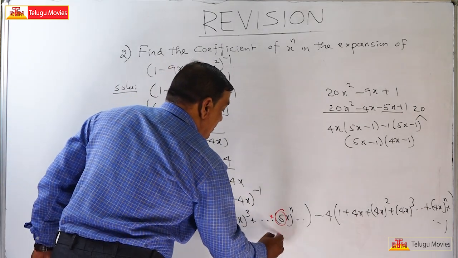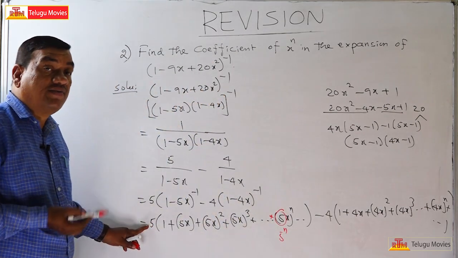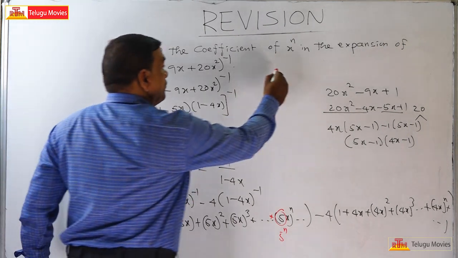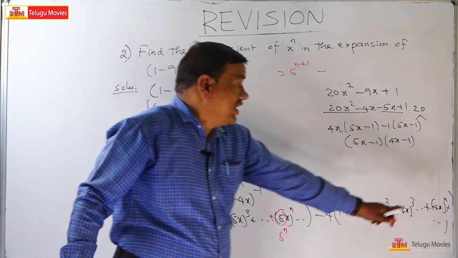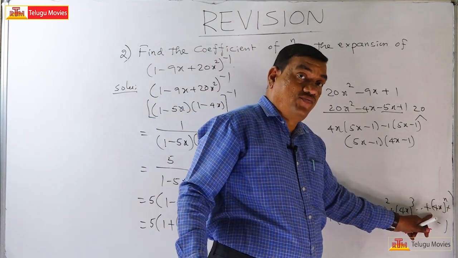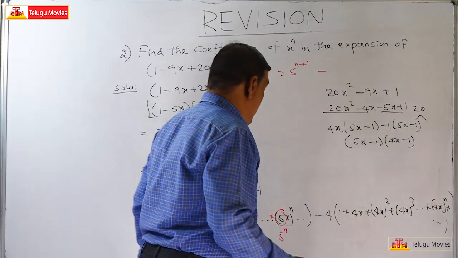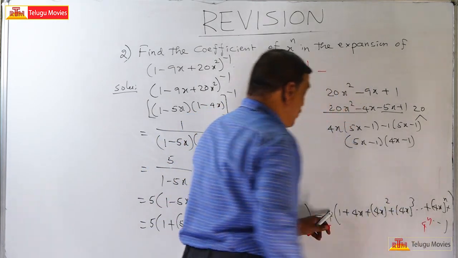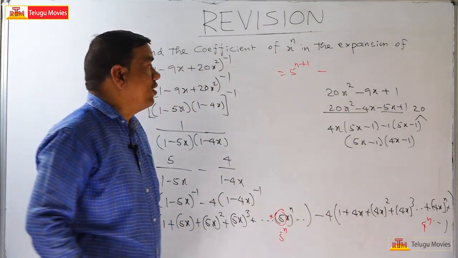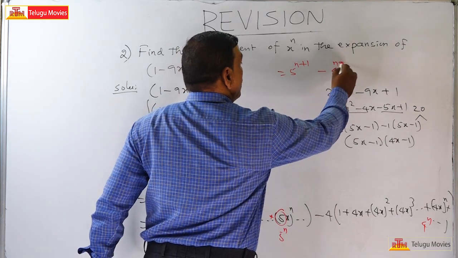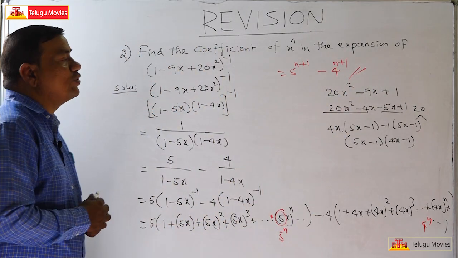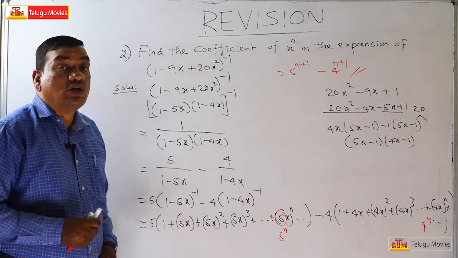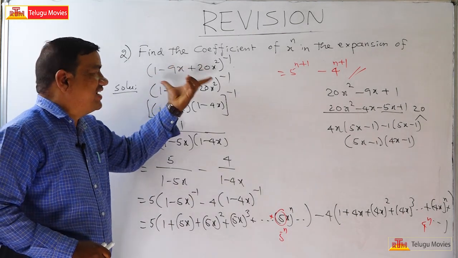5 power n, but of course, outside 5 is there. Therefore, 5 to the power of n plus 1. Minus, here what is the coefficient of x power n? 4 power n, but of course, outside 4 is also there. You have to multiply with 4, no? Minus 4 to the power of n plus 1. So, 5 to the power of n plus 1 minus 4 to the power of n plus 1. That is the coefficient of x power n in this expansion.